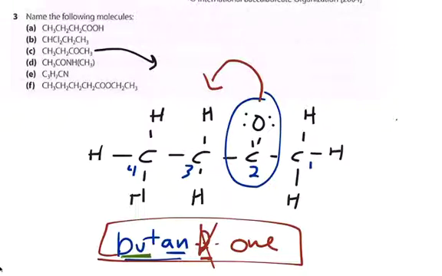It's butanone, because notice if we put that double bonded oxygen here, it would still be butan-2-one, because then we'd number it in the other direction. So it's butanone. We don't need the 2. All right, next one.